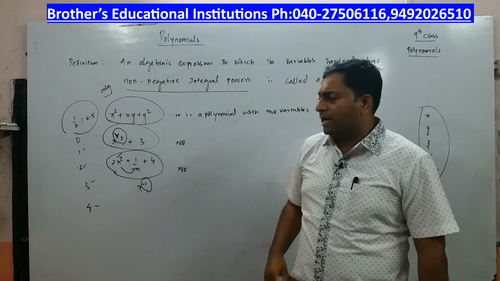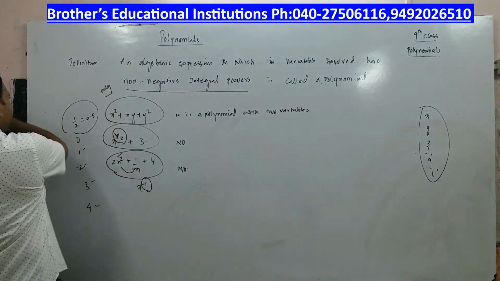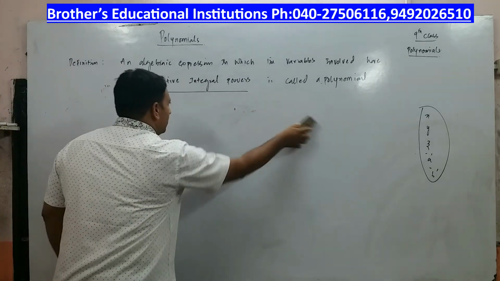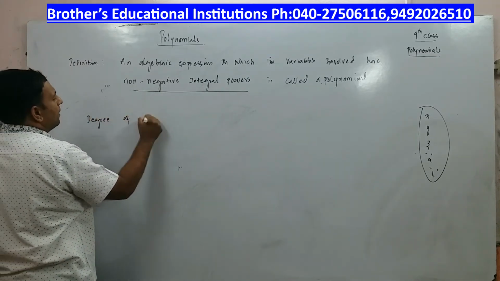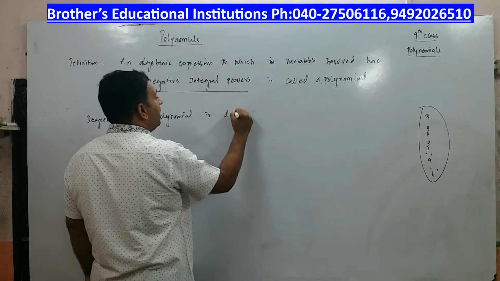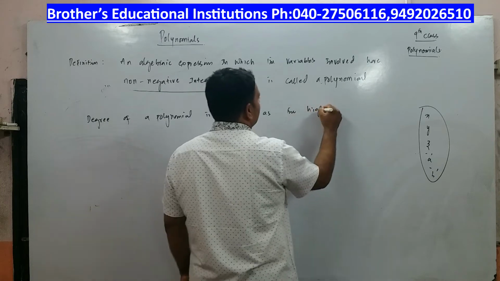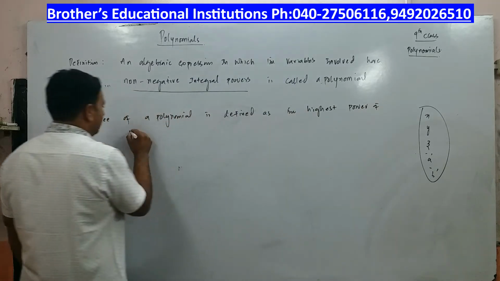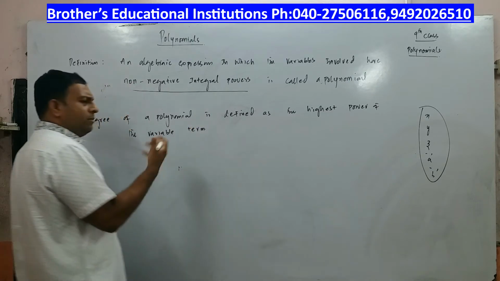Now we will try to understand what the degree of a polynomial is. When you are dealing with any polynomial, degree is a very, very important aspect. So what is the degree of a polynomial? We will try to see. Degree of a polynomial is defined as the highest power of the variable term, or variable involved in it.